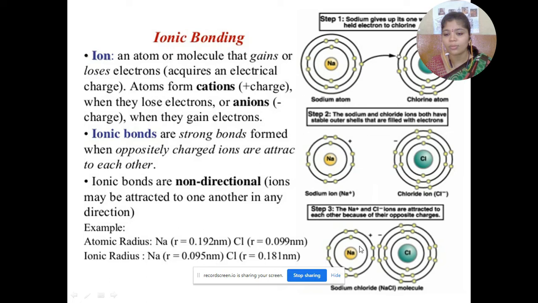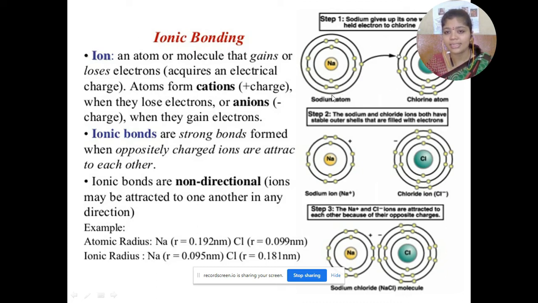To form a bond, that bond is called an ionic bond. So an ionic bond must form between one metal atom and one non-metal atom, and it is non-directional. Non-directional means it may be attracted by one another in any direction. This metal atom is attached to the non-metal atom in any direction, and the electronegativity difference is also greater than 1.9. Only in those cases is an ionic bond formed.